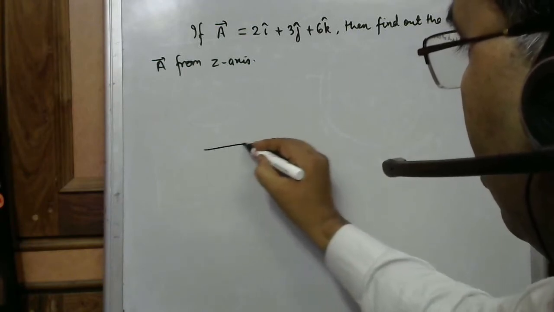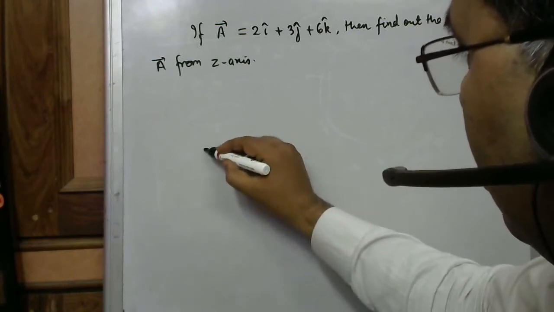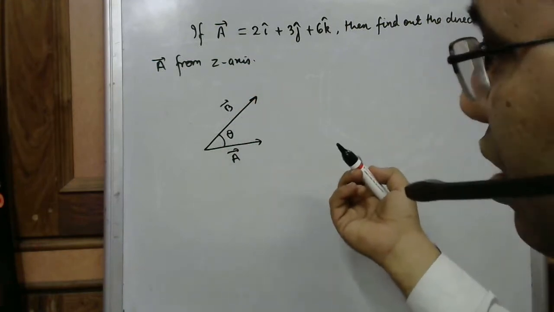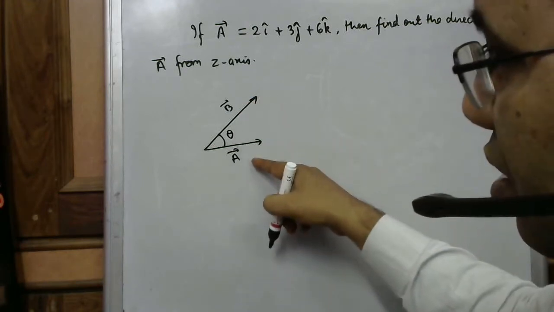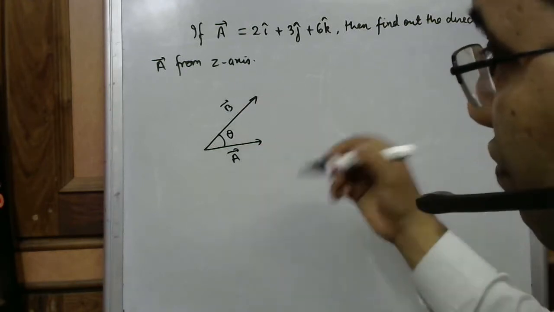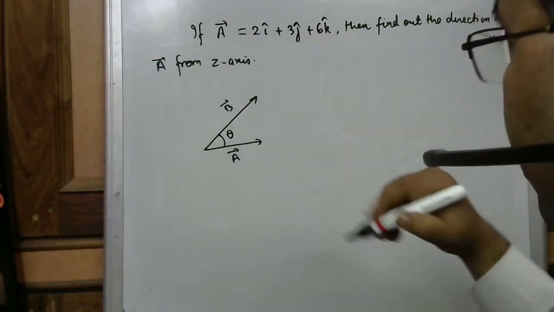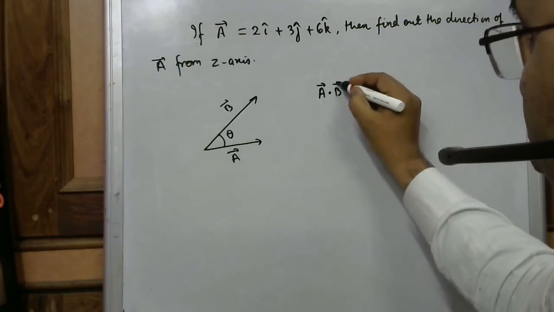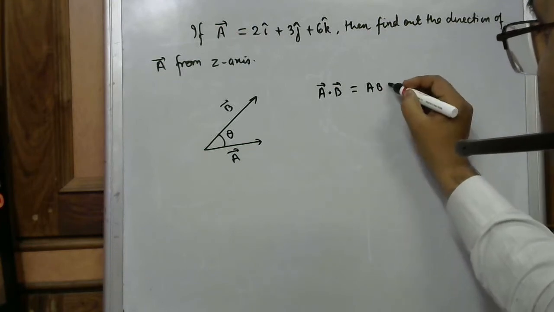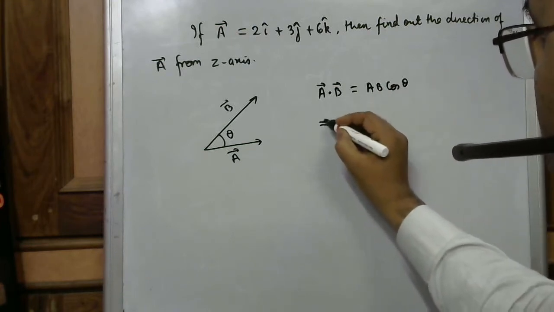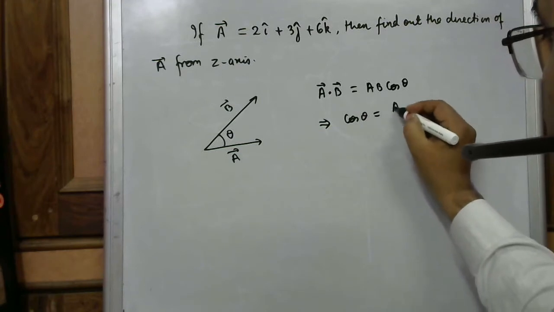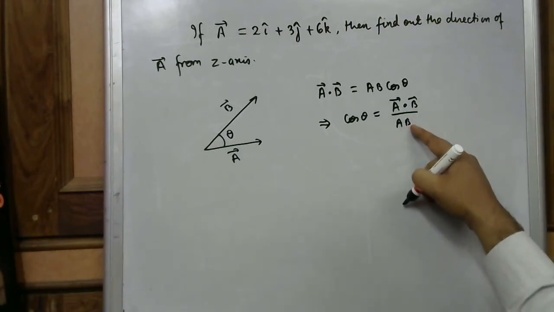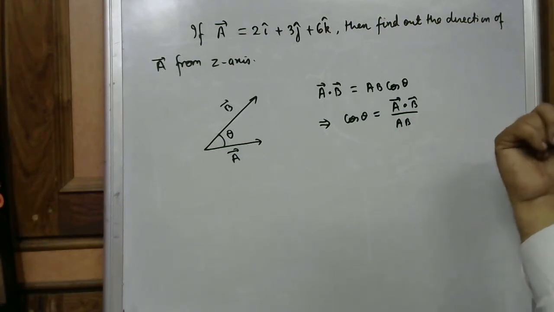Suppose I have two vectors A and B making angle theta, and we have to find this angle theta between these two vectors, and vectors A and B are given in terms of i, j components. So we are going to use their dot product formula. A dot B equals AB cos theta, so cos theta equals A dot B upon AB. Here A and B are the magnitudes of vectors A and B respectively.